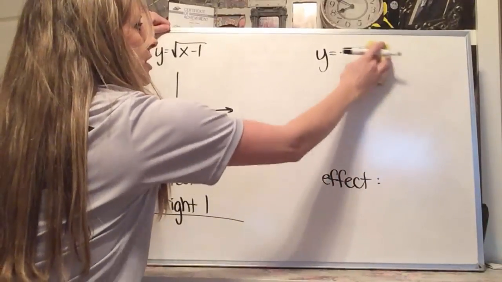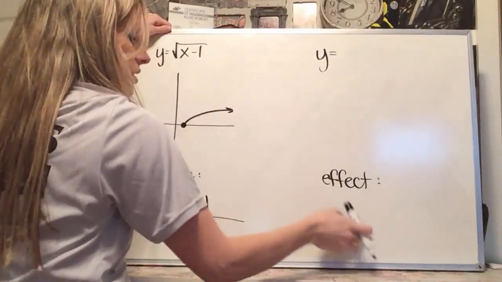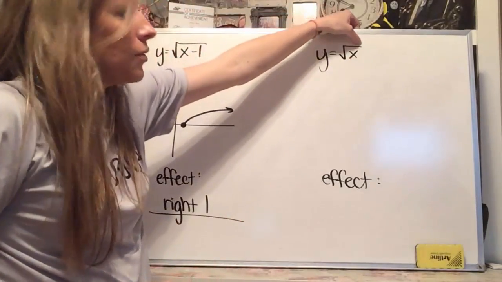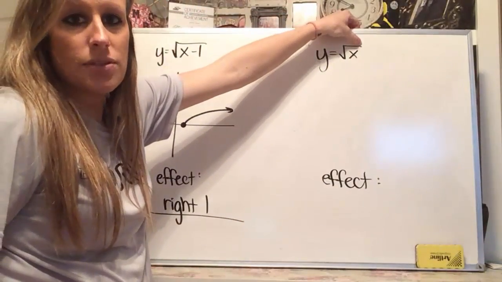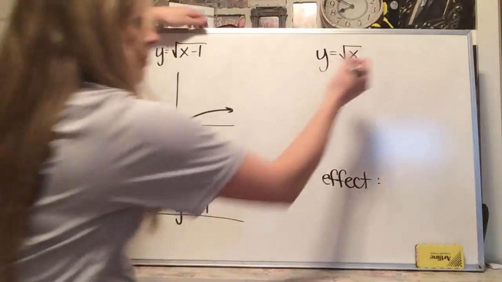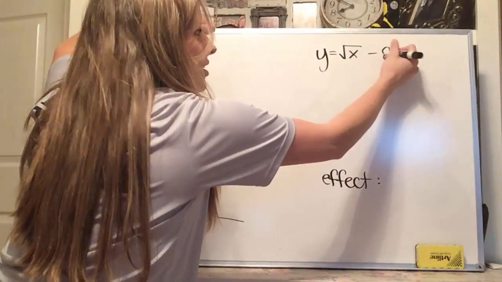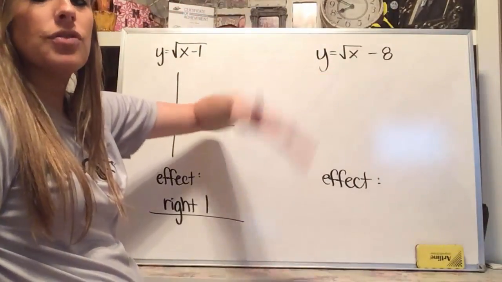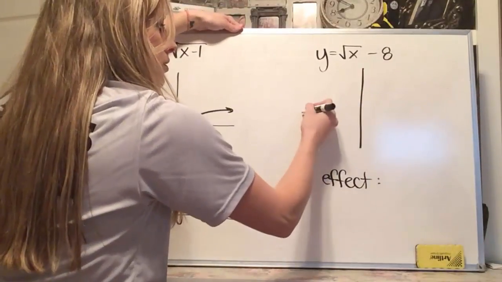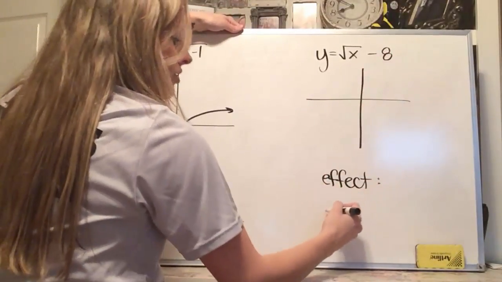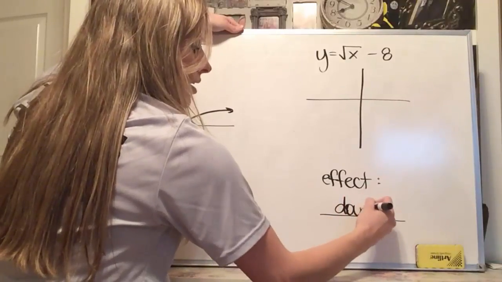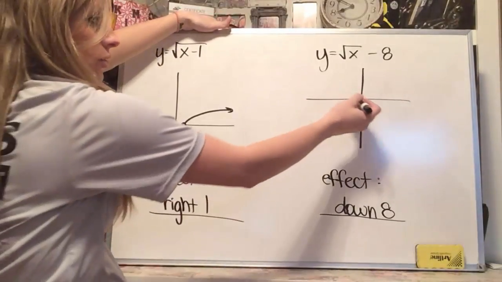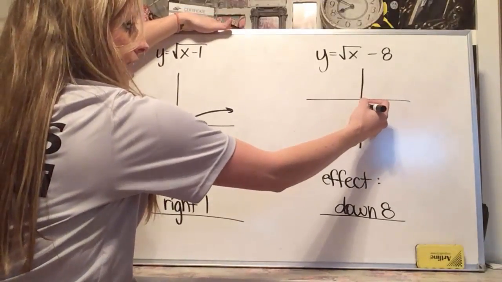Okay, the next one's a little bit different. You can see on the next one how you have the square root of x, and that square root line at the top stops, right? And then that minus 8 is outside of the square root. If it's outside of the square root, it's going to move it up or down. So a minus 8 is actually going to move it down 8 units. So I'm going to take my vertex that's normally at the origin, and I'm going to move it down 8.